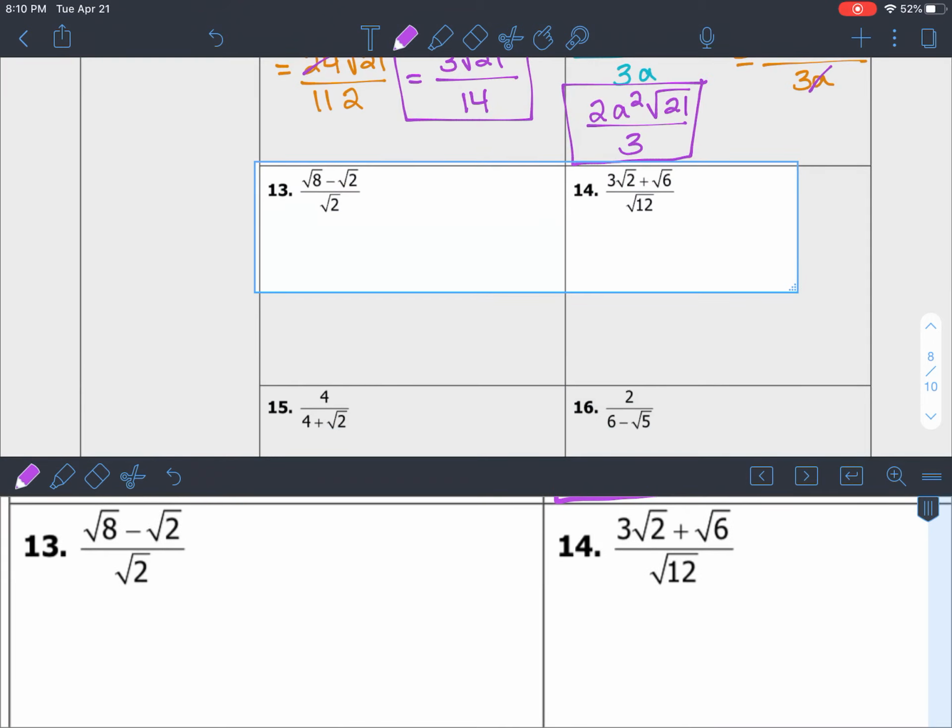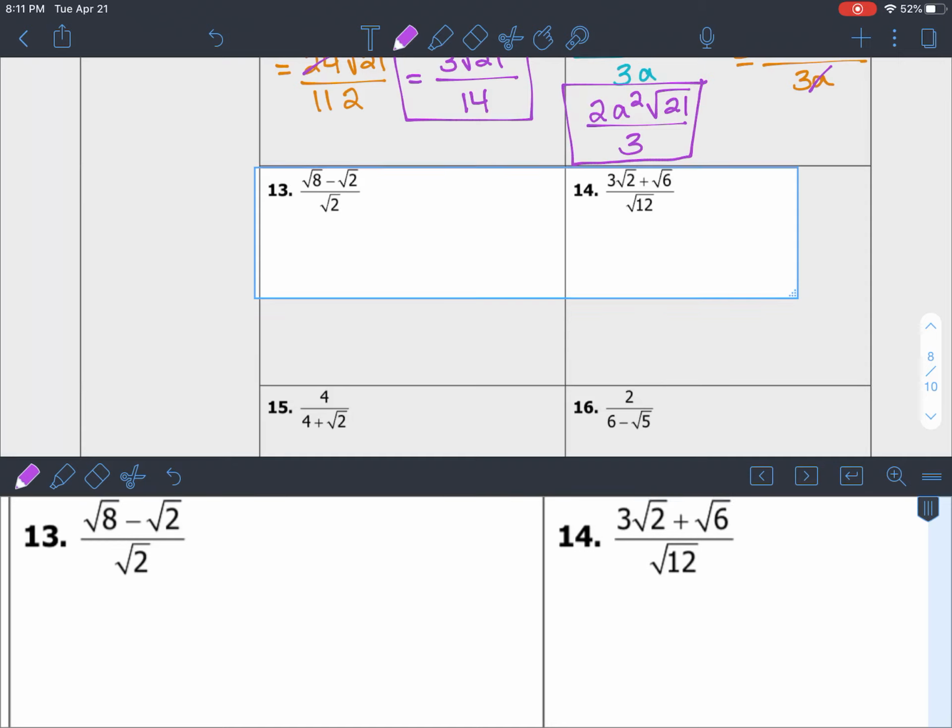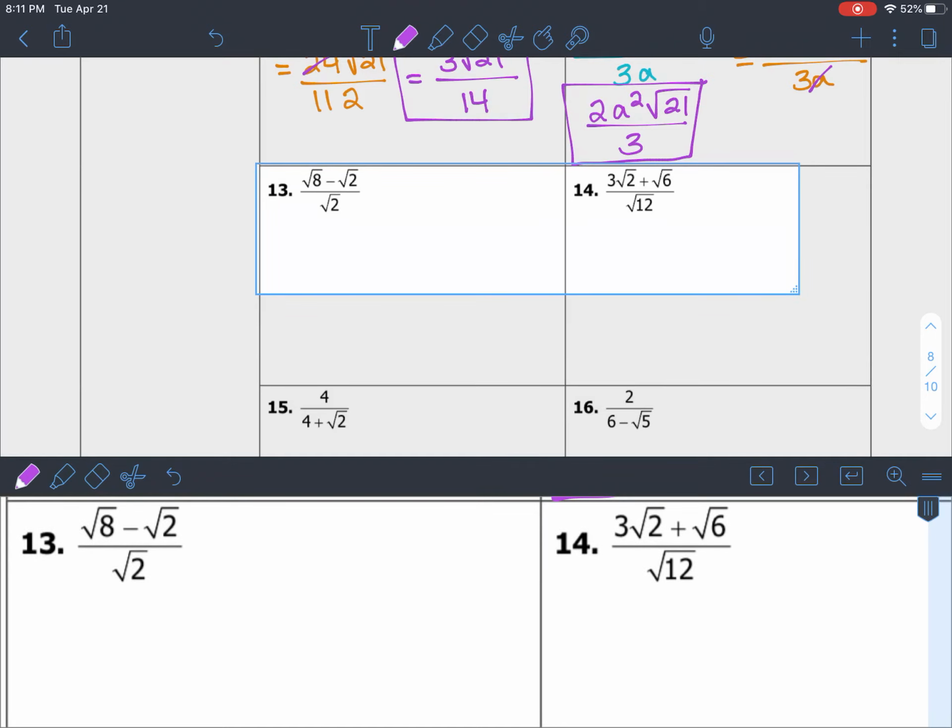I lied and said that I was only going to do 4, but after looking at it one more time, I've decided to keep going. So I'm going to do the rest of these examples on this page, and then I'll give you a different assignment for today.